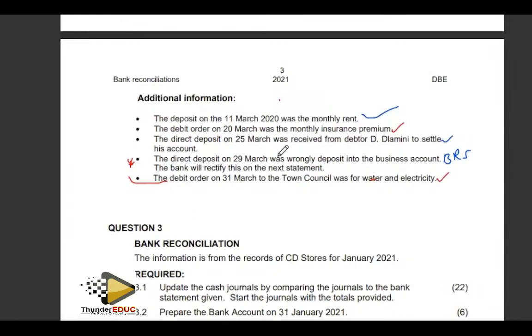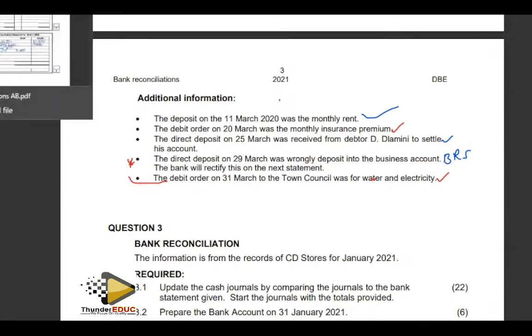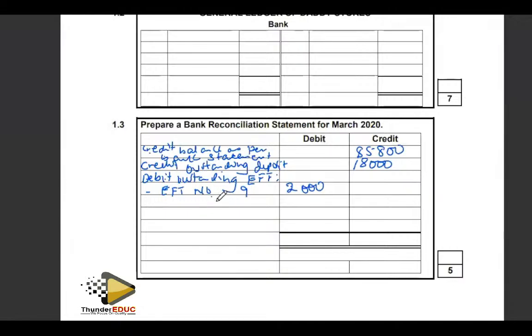So they are saying the direct deposit on 29 March was wrongly deposited into the business account. The bank will rectify this on the next statement. So it's not our money, right? So this money was going to someone else, and then it was deposited to our account. So we have to remove it. Remember, the aim here is to get what actually belongs to us, right?